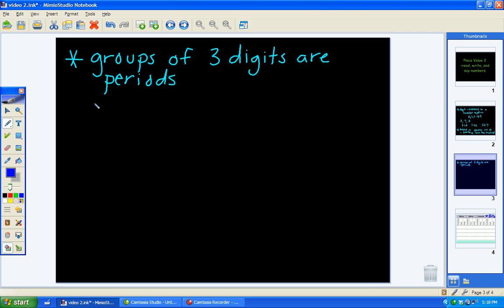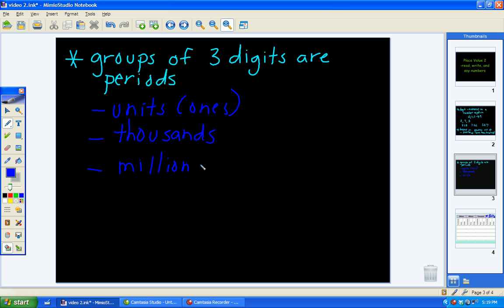We also, our periods, we have the units period, or the ones period. Then we have our thousands. Then our millions period. And our billions period. And that's what we have to learn in 5th grade, through the billions place. And like I said a minute ago, the units period is the building block because that's where the pattern starts.